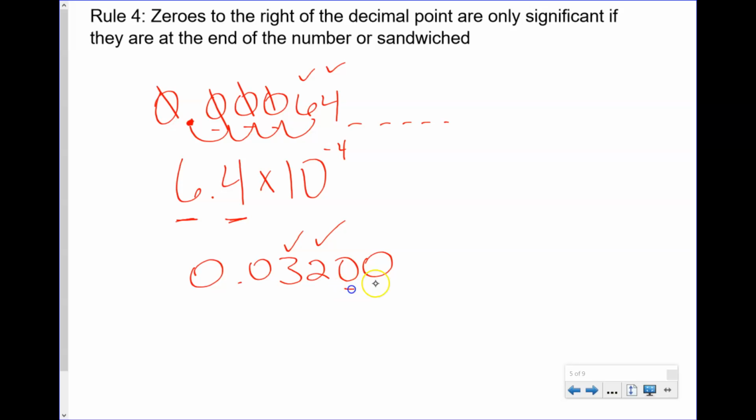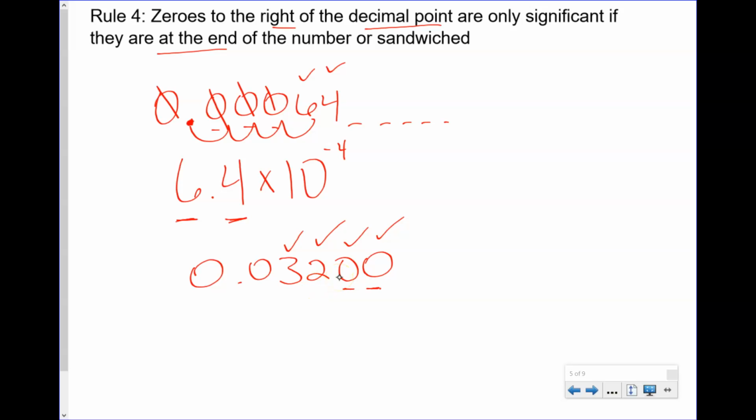Now, these zeros at the end here, this is not like rule number 3, where we said that all trailing zeros at the end of the whole number are not significant. These numbers are to the right of the decimal, and they are at the end. So that means they are significant.